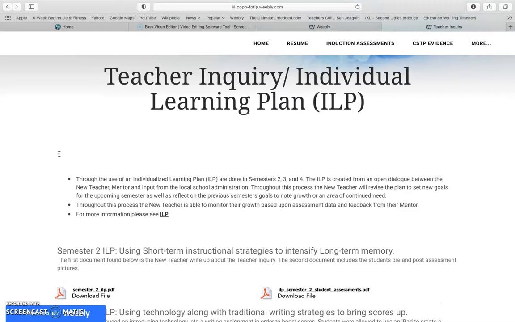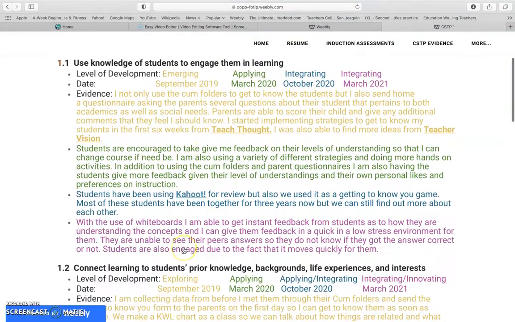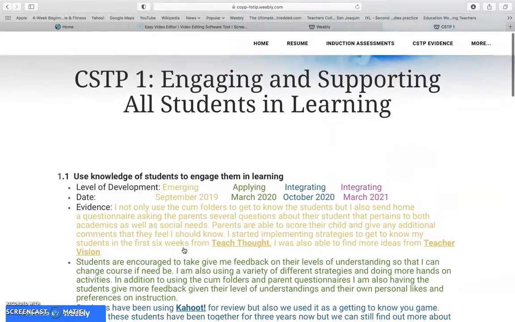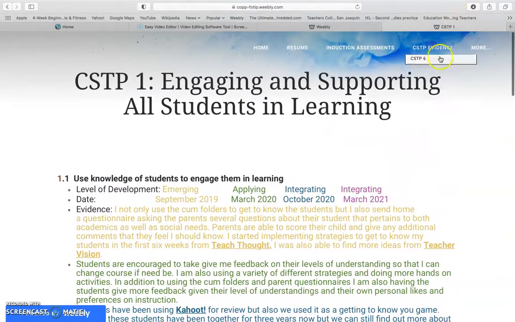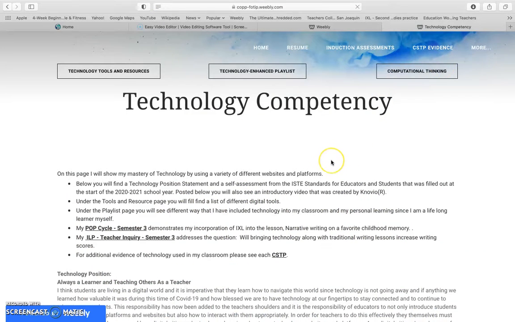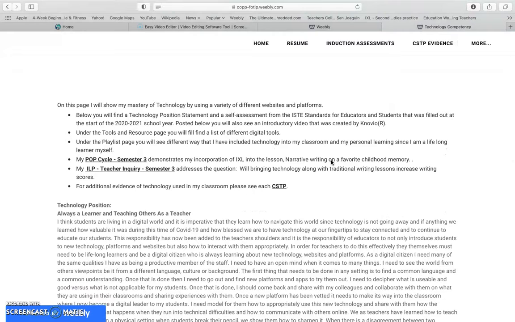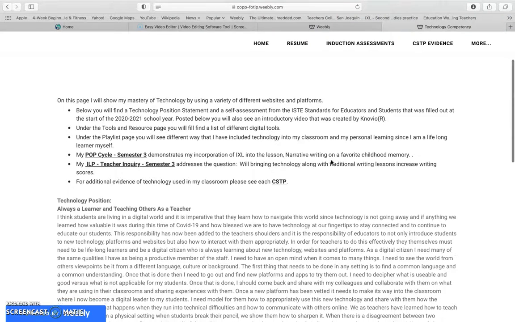One of the other things that I would like to show you are my CSTPs. So for example, CSTP 1, I've got it listed here along with the color coding that we saw back on the other page. And I've got this for all 6. Next, I'd like to move over to my technology competency. Here is a proof of what I've done via technology in my classroom, and I can share that here.